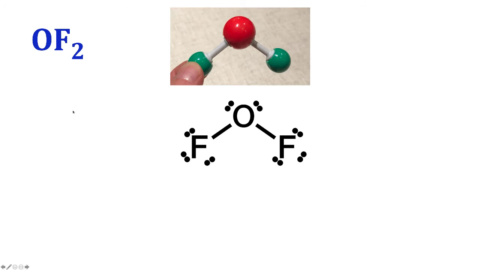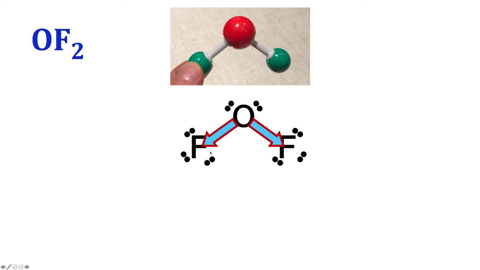Now let's contrast that to OF2. And here's a model of OF2. Here is a Lewis structure. Oxygen has two bonds to fluorine and two lone pairs, so it makes a bent molecular shape. Fluorine's more electronegative than oxygen, so there is a bond dipole from oxygen towards fluorine. Fluorine's a little bit more negative, oxygen's a little more positive. And same for the other oxygen-fluorine bond.